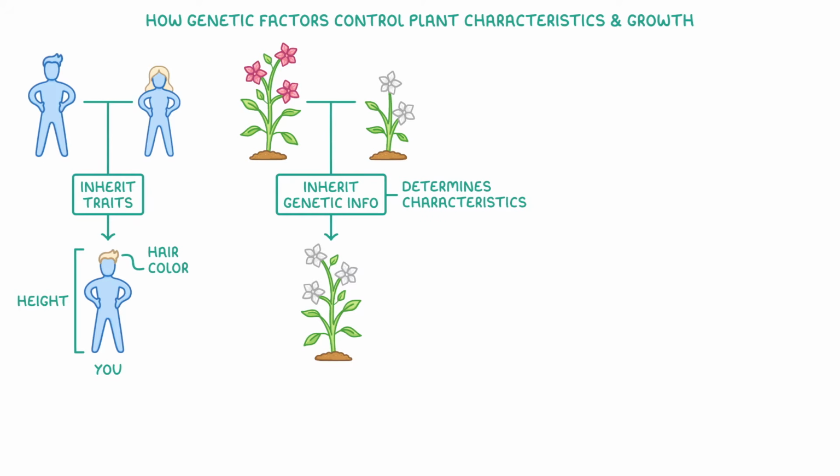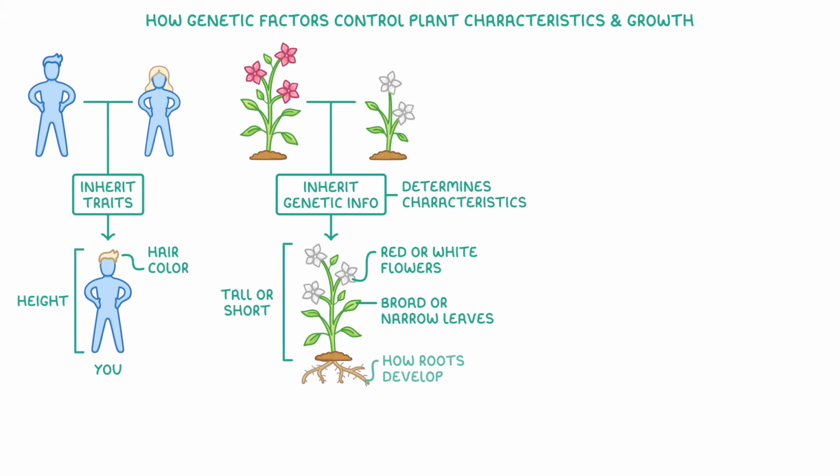These genetic factors control a whole bunch of different stuff, though. For example, whether a plant will be tall or short, have broad or narrow leaves, produce red or white flowers, or even how its roots will develop.